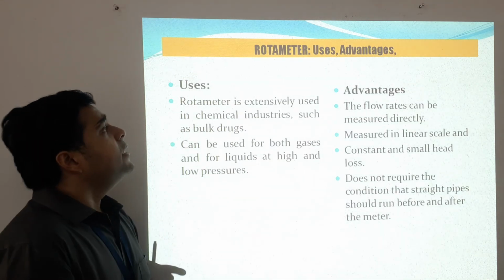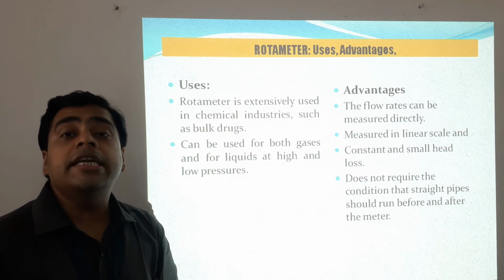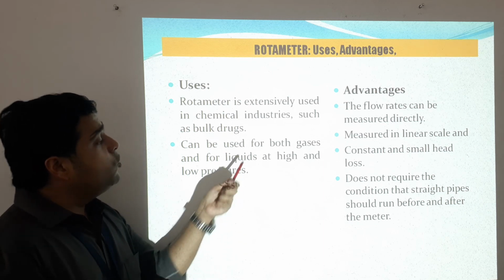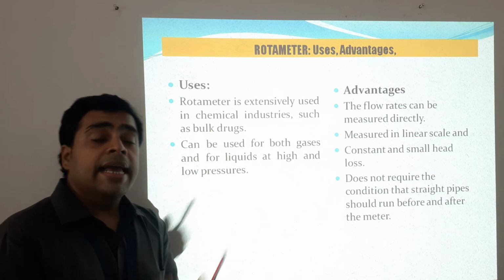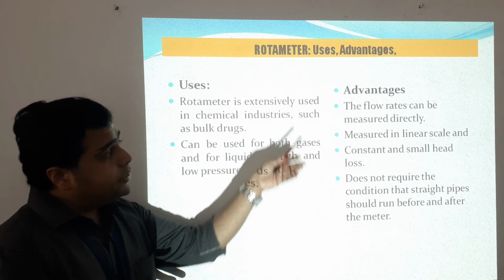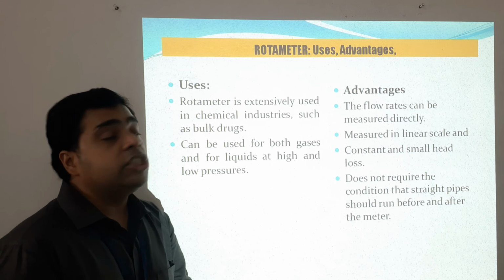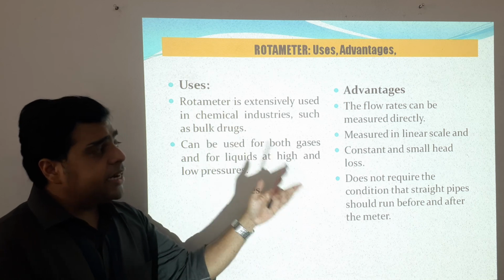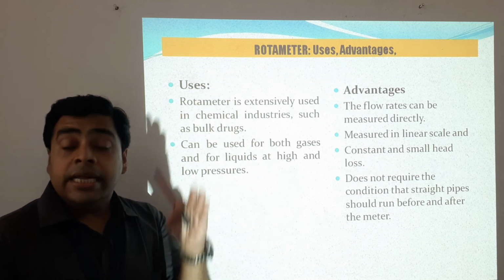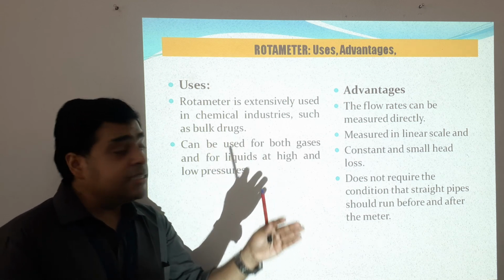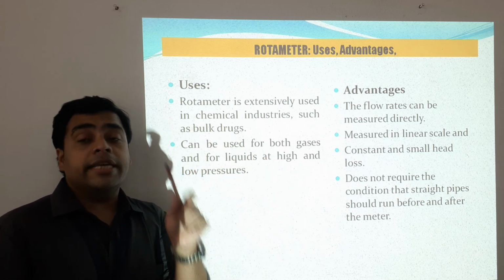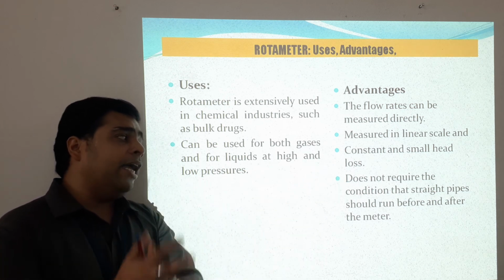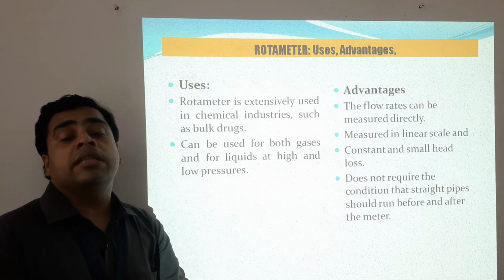Come to its uses. The rotameter is extensively used in chemical industries and also for measurement of bulk drugs, and it can be used for both liquids as well as gases at both high and low pressures. Come to its advantages. The flow rates can be measured directly on a linear scale, and constant and small head loss is obtained. That is a very important advantage. It also does not require straight pipes to run before and after the meter.